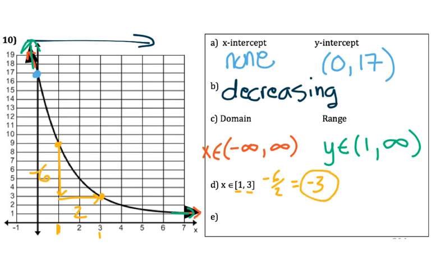Alright, part E asks, what's the equation of the asymptote? Remember how we talked about earlier with our range that it went down to 1, but it didn't quite get to 1, because this is our asymptote. So we're going to write our equation as y equals 1. It's a horizontal line that crosses the y-axis at 1.